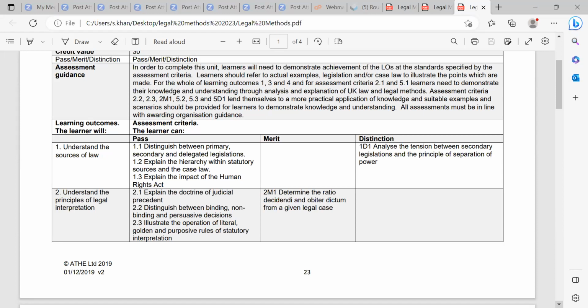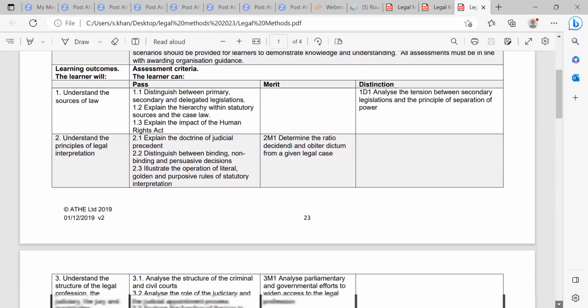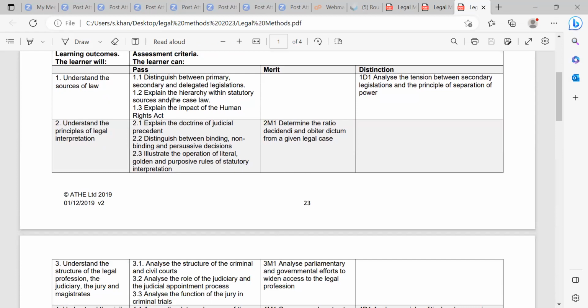And then if you do want to get the distinction, you need to analyze the tension between secondary legislation and the principle of separation of powers. If I want to get the distinction, I have to do the task, the merit, and the distinction. Yes, you have to do the pass, the merit and the distinction to get that. But if you just do the pass, then you will get the pass.